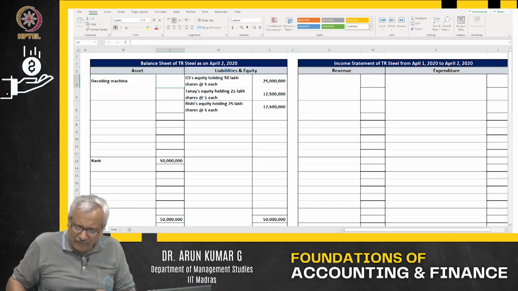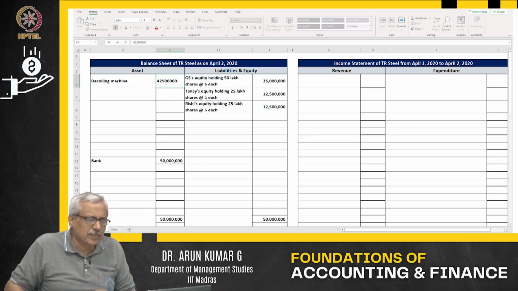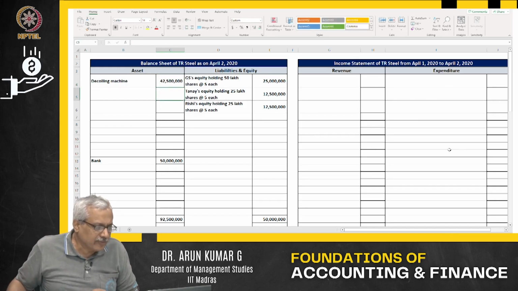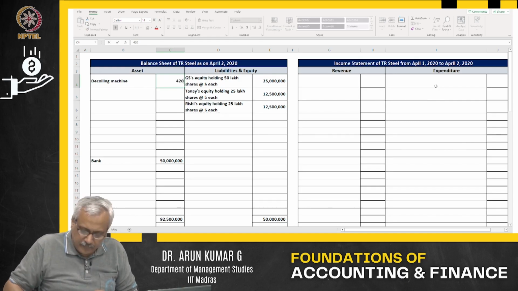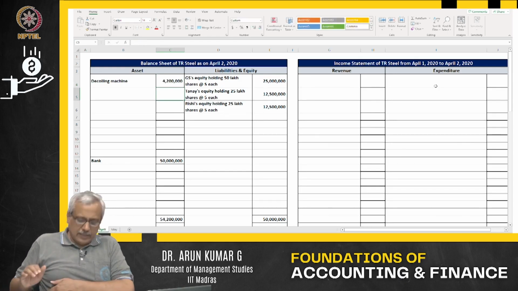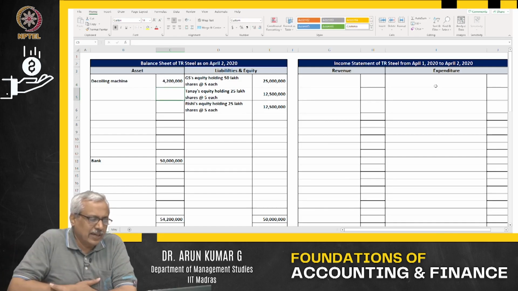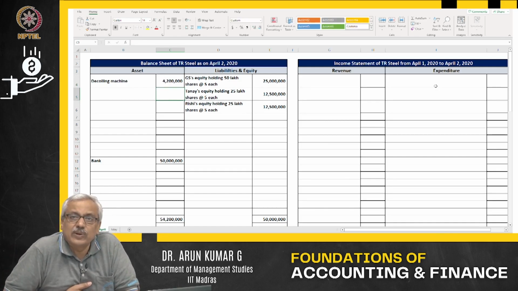It's an asset. What is the value of the machine? 42 lakhs. Sorry, it's 42 lakhs. So the machine is 42 lakhs here.